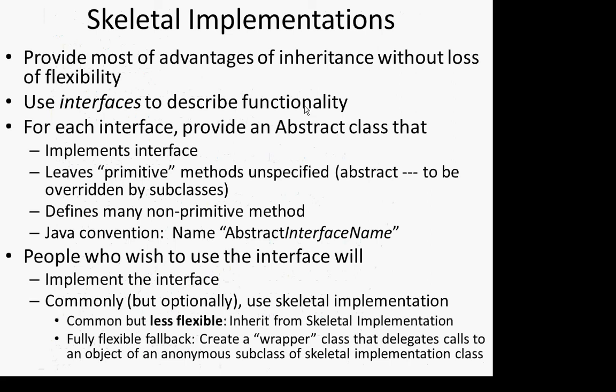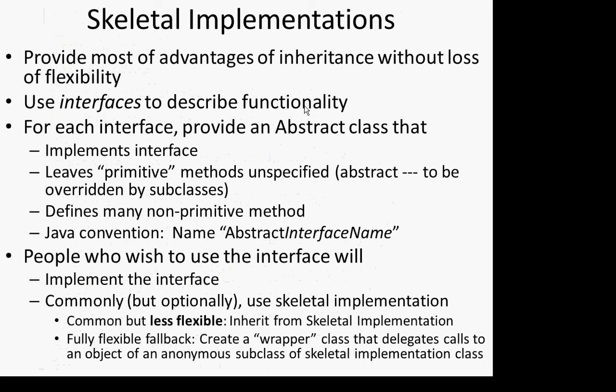Let's talk about another way of achieving many of the same benefits in a language like Java. And this is the use of skeletal implementations. You'll see these a lot in Java libraries these days. You folks may have used these. And we'll get a bit of a flavor as to the motivations here. The idea is that skeletal implementations provide most of the advantages of inheritance without loss of flexibility. You're not limited, for example, because you inherit from class A, now you can't inherit from other classes.